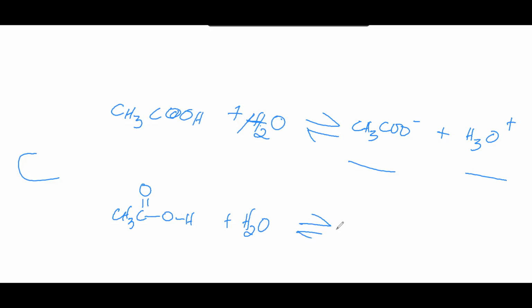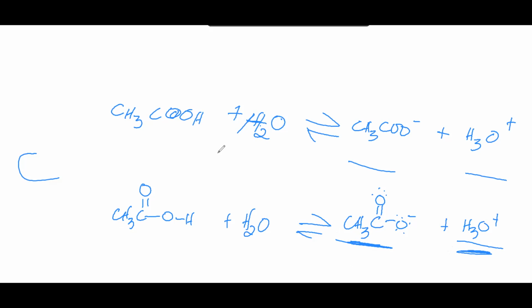Remember your organic chemistry. You will have your CH3, C double bond O, O minus. There is a lone pair there, of course, on oxygen. And plus H3O plus, this is your hydronium ion. This is the acid part, and this is the carboxylate. Let's say you have acetic acid or ethanoic acid, this becomes your ethanoate, or carboxylate. And this is your acid.